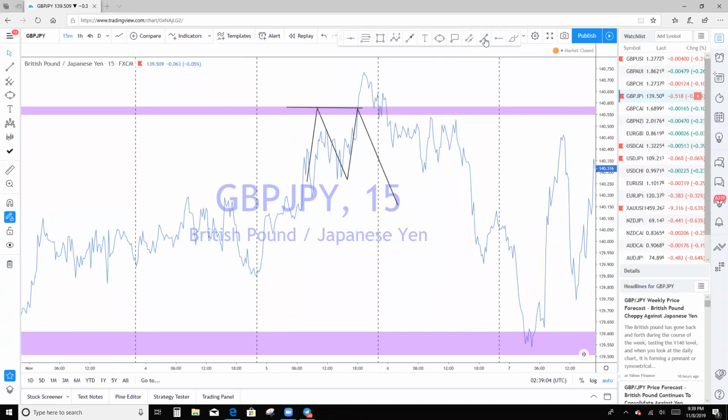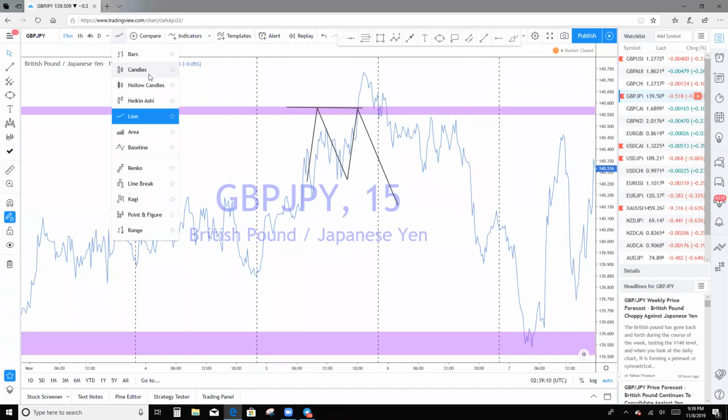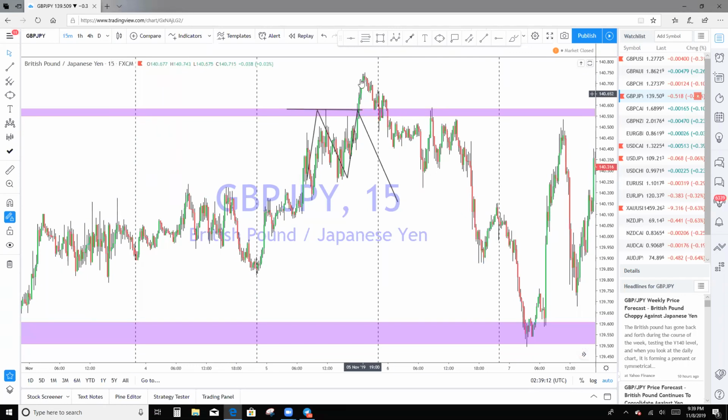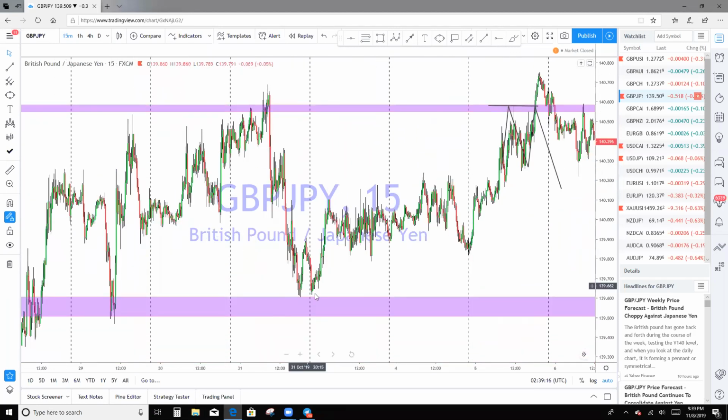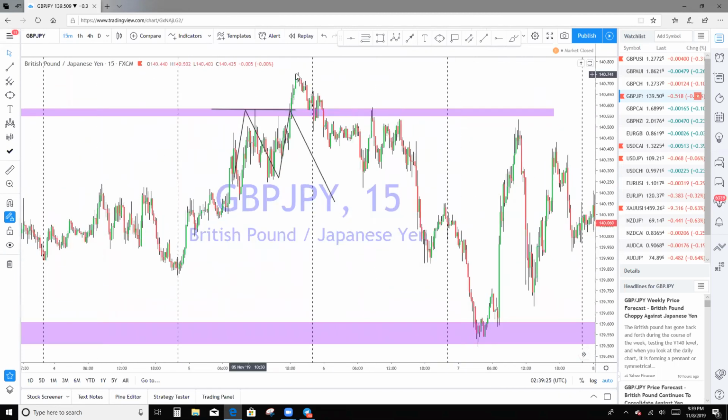Understand the market makes a high of the day and a low of the day. That's all I'm going to say. Don't believe me? Okay, look. This is the low of the day. This is the high of the day. This is the low of the day. This is the high of the day. Right? Understand that. So here was the high of the day.